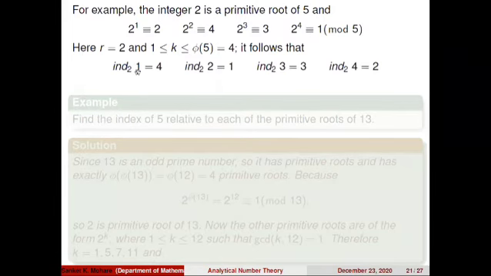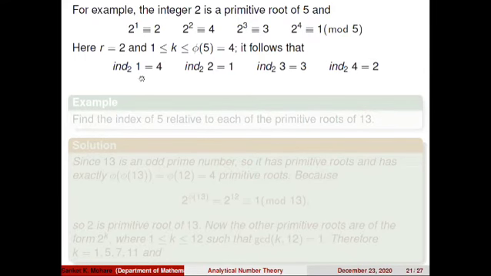So here we are finding the index of this one, index of this two, index of this three, index of this four, relative to what? R. R is what? Primitive root. So here the primitive root is 2. So we are finding the index of 1, 2, 3, 4 relative to R.